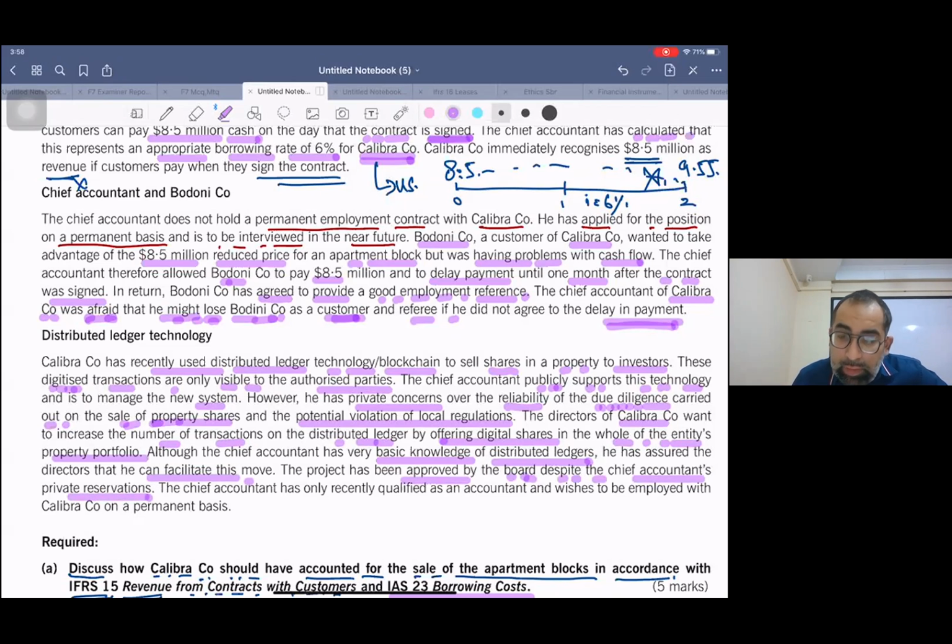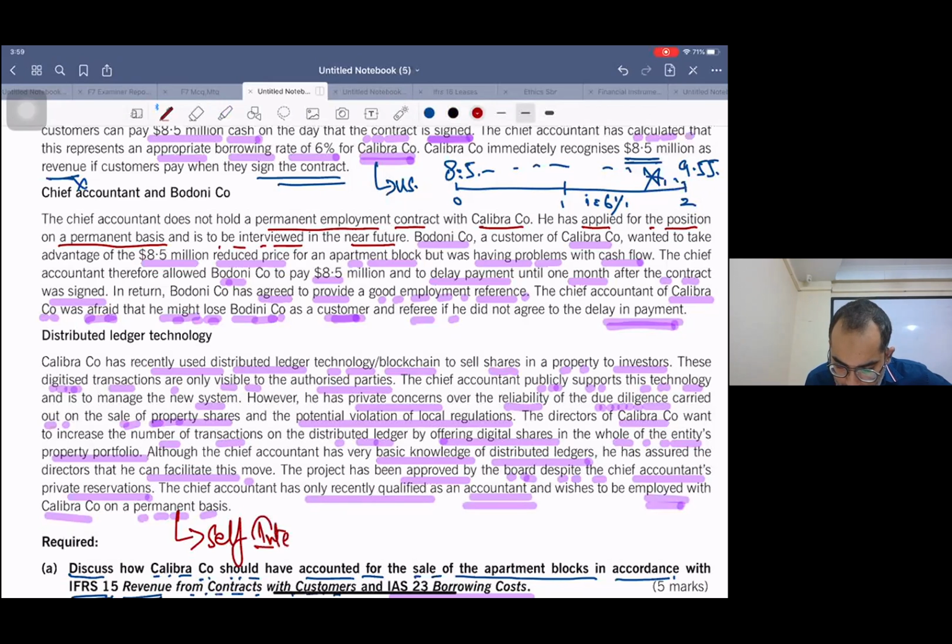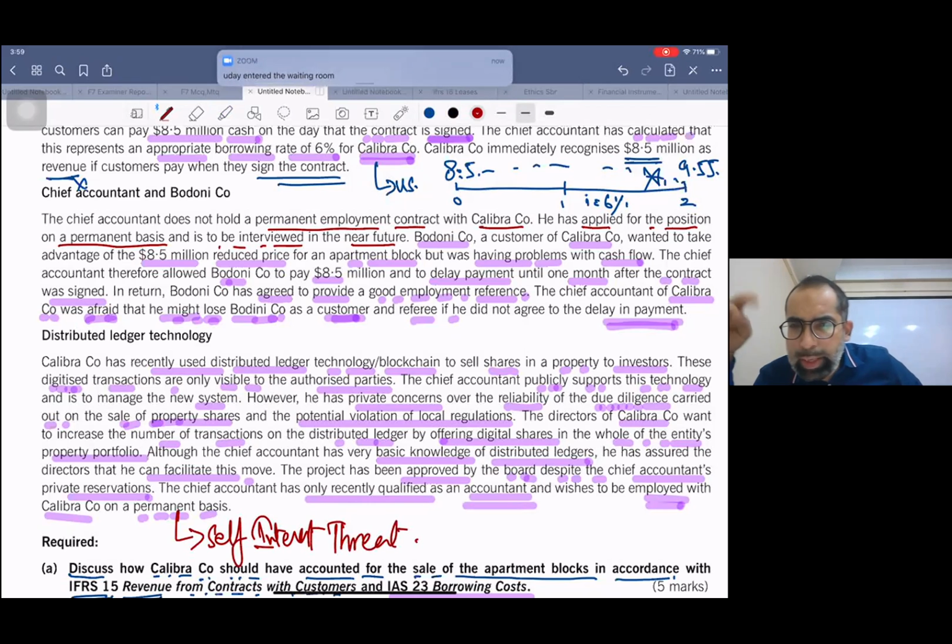Now, the chief accountant in person said that there are some problems, but still the board approved it, because the board wants to make the whole system with this blockchain, all properties. The chief accountant has only recently qualified as an accountant and wishes to be employed with Calibra company on a permanent basis. This is again a self-interest threat. Okay. Now, one practical thing I want to tell you, and I have written this in my solution as well.